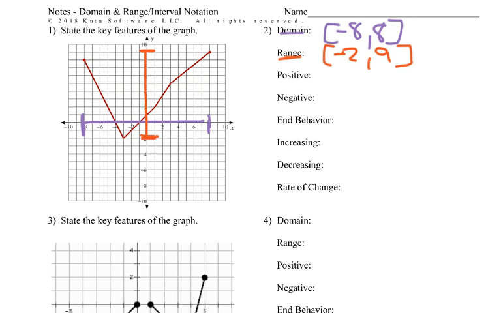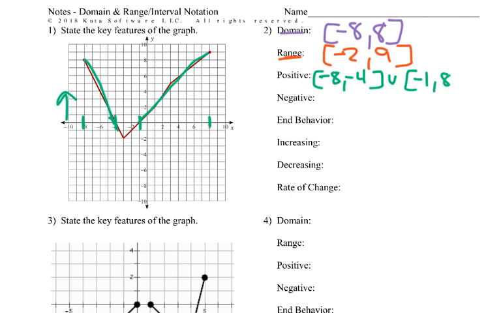Now for positive and negative, positive is simply where it's above the x-axis. We've actually got two sections where it's above the x-axis, right here and right here. So from -8 to -4, it's positive. Then we jump, and so we have to put a little u, -1 to +8. So from -1 to +8. It's negative just in this small section, from -4 to -1.